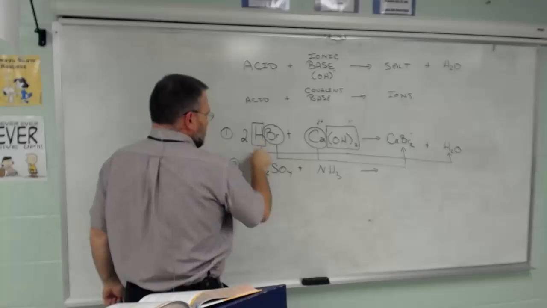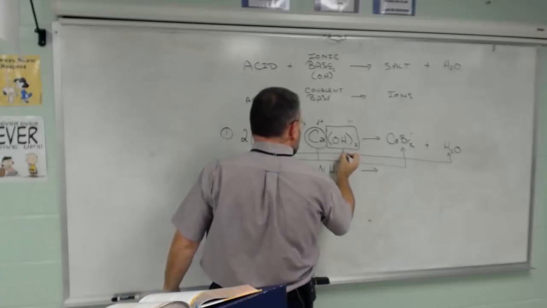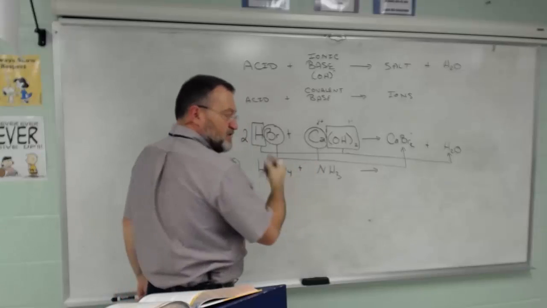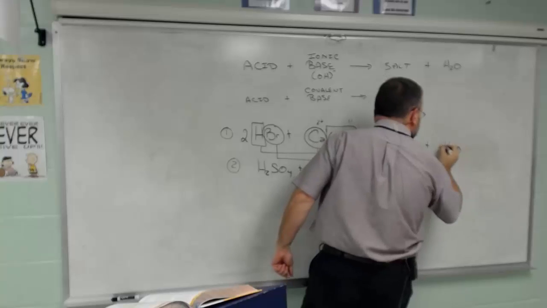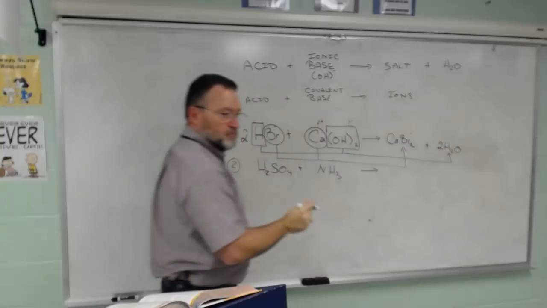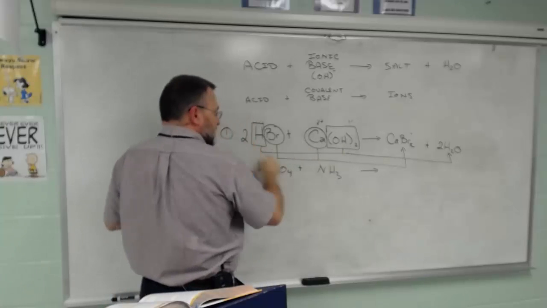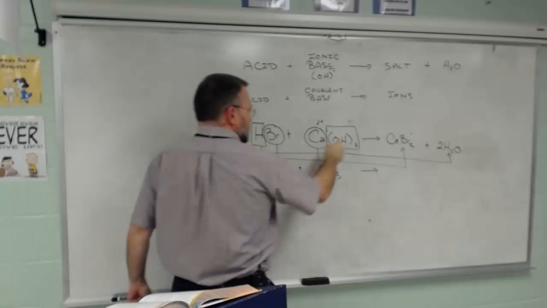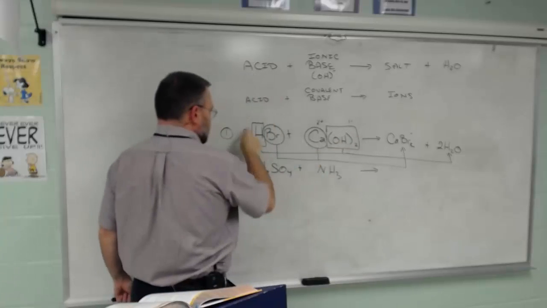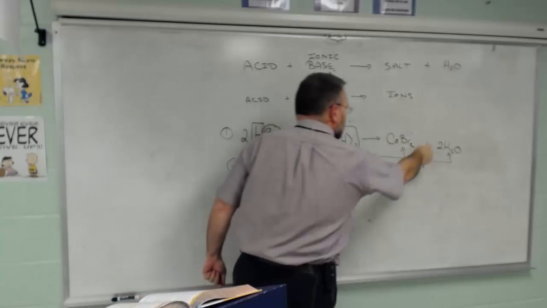2 hydrogens bond with 1 each of the hydroxides to form how many waters? 2. The reason I have 2 hydrogens is because I need to consume both of the hydroxides. I need 1 hydrogen for each of these 2, meaning I need 2 altogether, and 2 H's plus 2 OH's produce 2 H2O's.